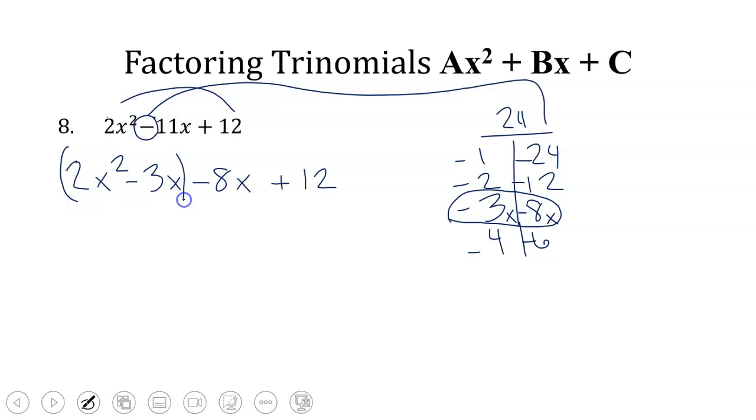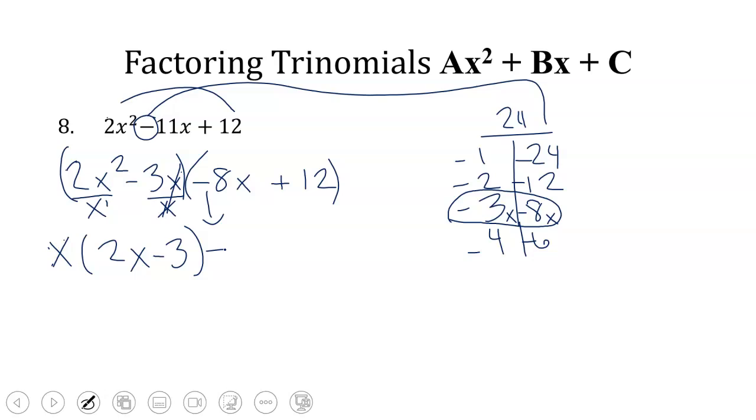So group your first two, group the second two. 2 and 3, do they have any numbers in common? No, just 1. But they both have what? An x. So x is our GCF of the first group. Divide x, bring down your 2, subtract your x's, 2 minus 1, so that's 2x. And then our x's cancel for the second group, so bring down that negative 3. Bring down your middle sign.